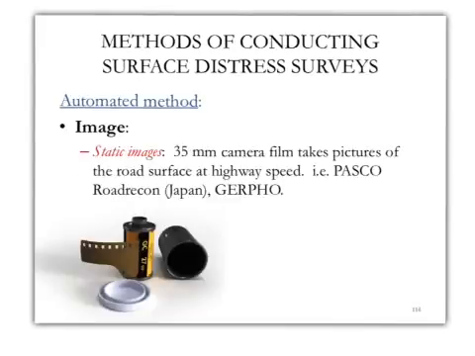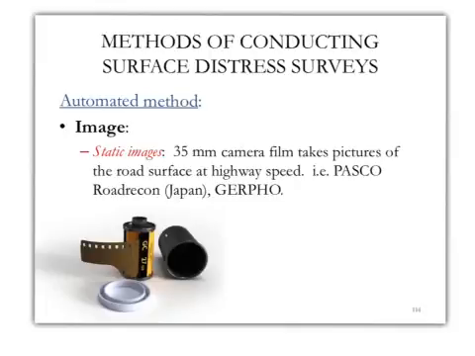The other method, which is now more advanced compared to the previous two, is the automated method. One of the techniques is to use an imaging system. In fact, this was started years ago by using static images. So we would use the old style 35mm camera film, which takes pictures of the road surface at highway speed, which, again, can be even up to 65 miles per hour.